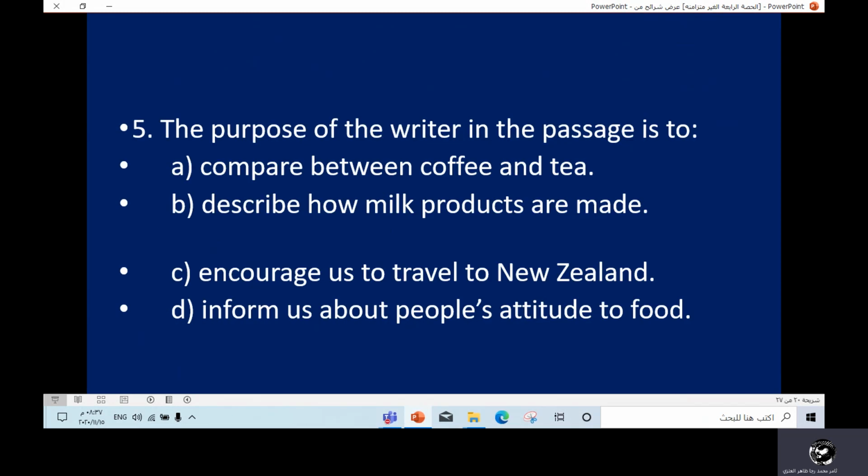Now it's time for number 5. The purpose of the writer in the passage is to what? To compare between coffee and tea, describe how milk products are made, encourage us to travel to New Zealand, or inform us about people's attitude to food. What do you think the writer's purpose is in this text? That's right. Inform us about people's attitude to food.